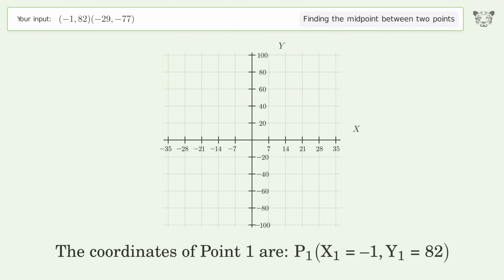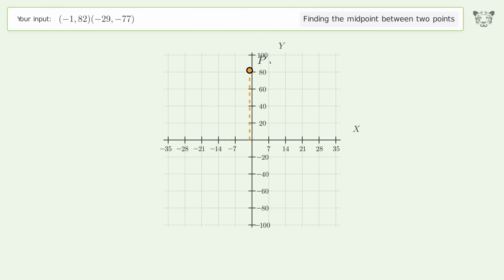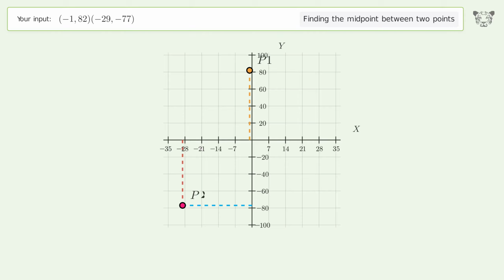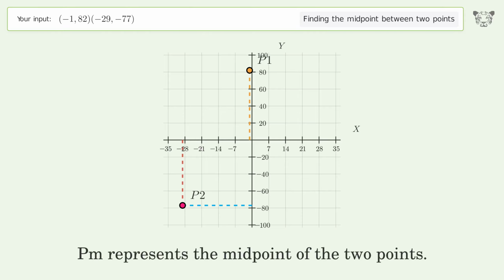The coordinates of point 1 are x1 equals -1, y1 equals 82. The coordinates of point 2 are x2 equals -29, y2 equals -77. PM represents the midpoint of the 2 points.